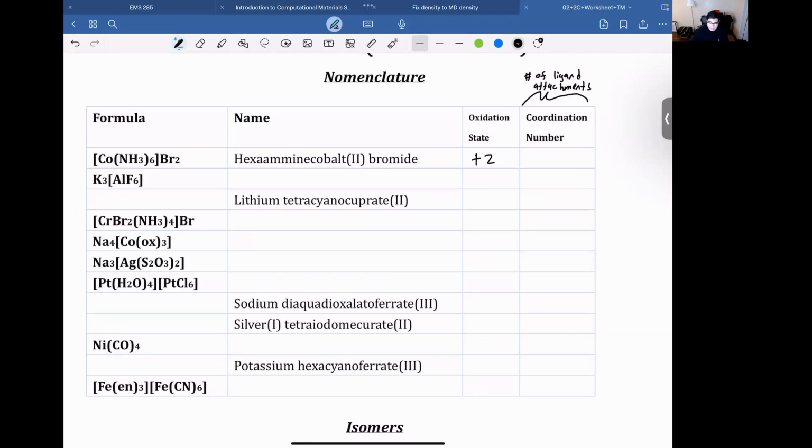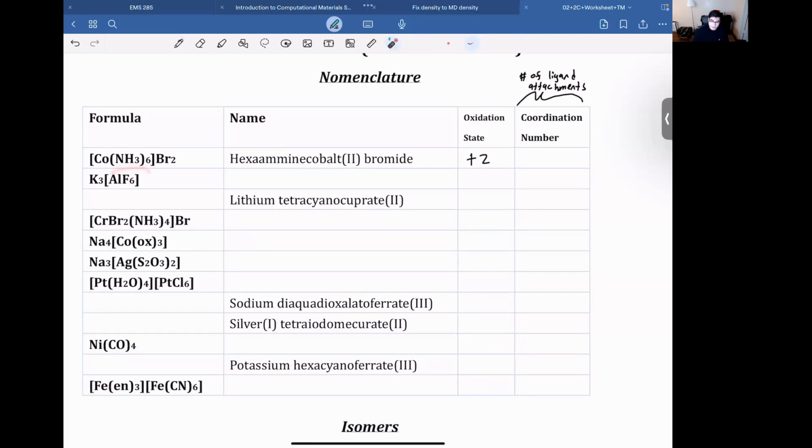So here we do have just six monodentates. We have six ligand attachments, and we have a coordination number of six. That's it. Don't count the ligands. Make sure you're counting the number of attachments. Again, this will be apparent in a few problems.